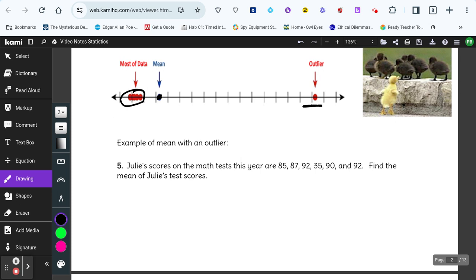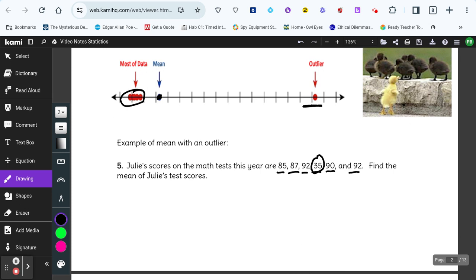It says Julie's scores on the math test this year are 85, 87, 92, 35, 90, and 92. So Julie is mostly like a high B or A student, except for one thing. For some reason, Julie has a 35 on the math test. Now, I know as a math teacher, if I have a student who makes mostly A's and B's, and then they fail one test, I know to go back and question it because something went wrong, okay?